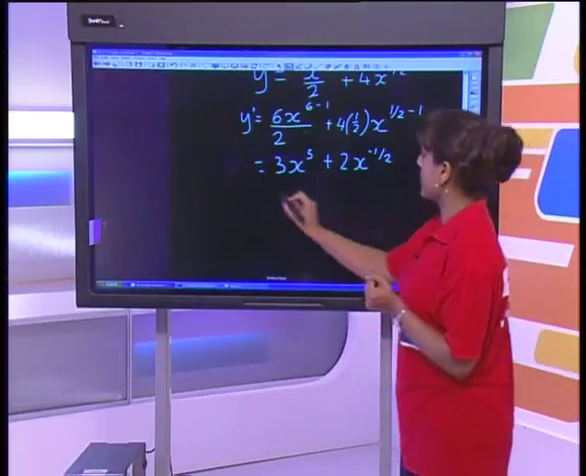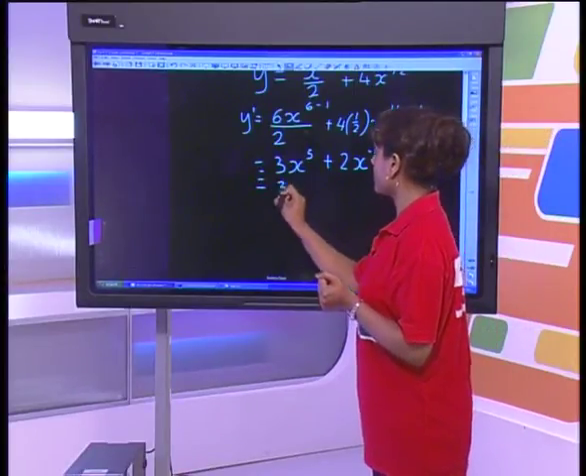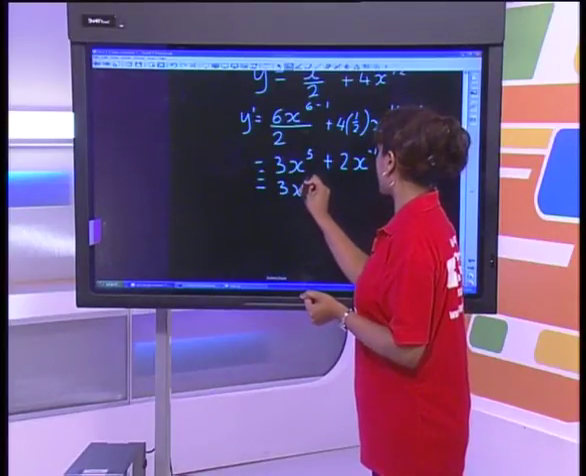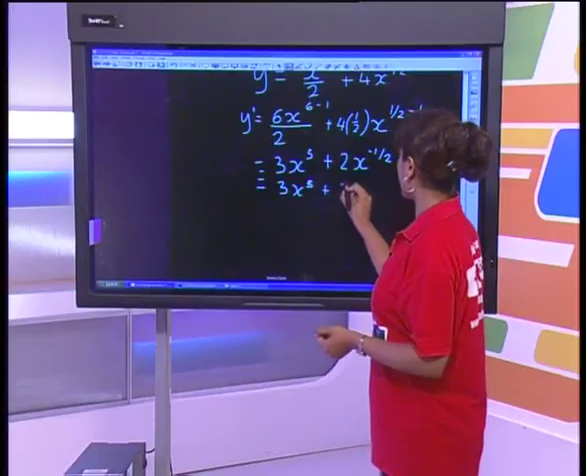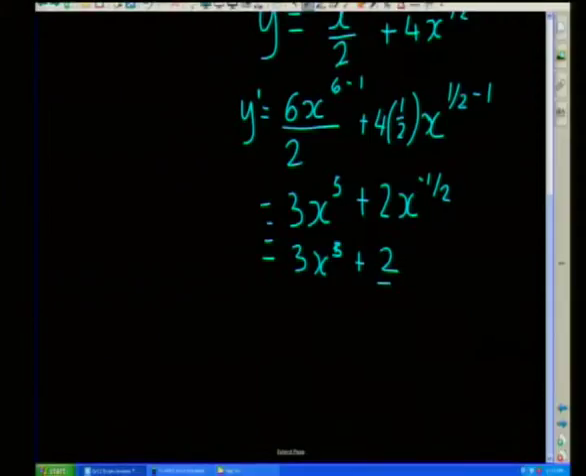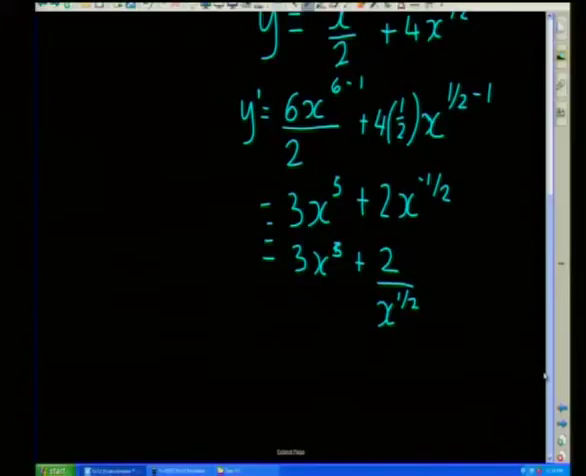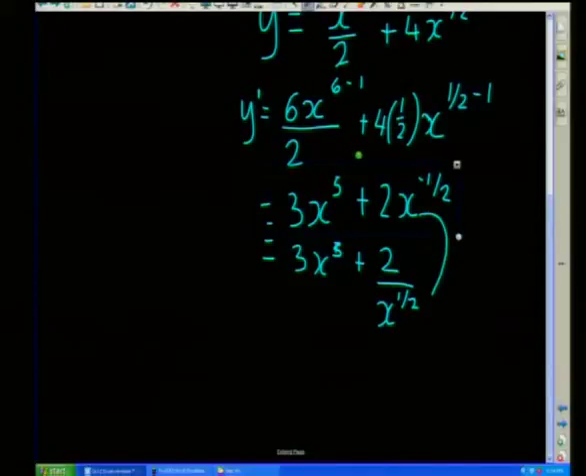Then we can rewrite x to the minus a half using, once again, your rules for exponents. We can write this as 2 over x to the positive a half, because remember, if you want to change the sign of a power, you need to change its position. So it's in the numerator now. To make that minus a half positive, I need to move it to the denominator. So it becomes 2 over x to the half, which is 2 over root x.